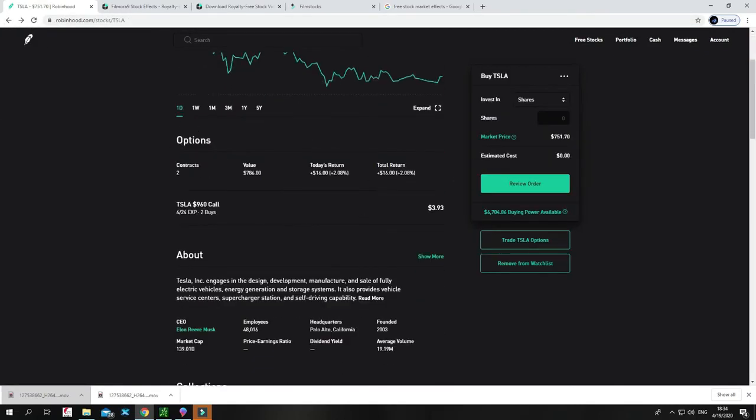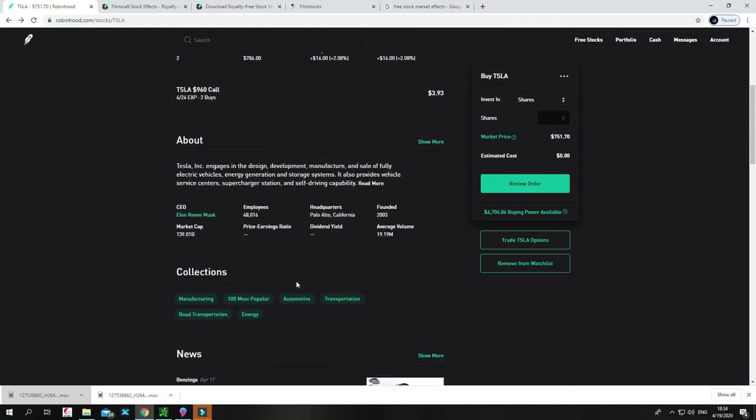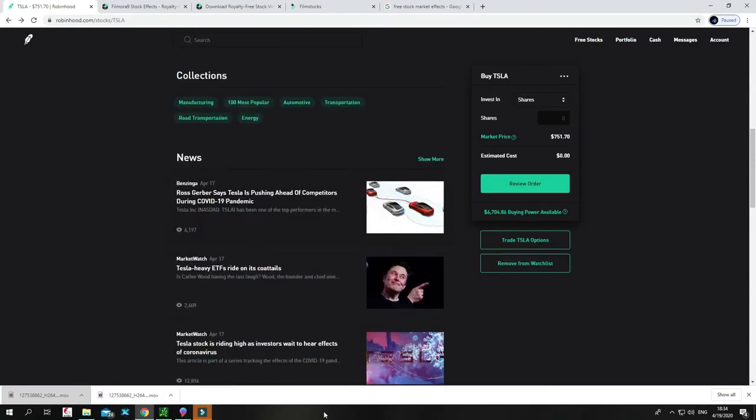And you can read about the company. I do already own 2 contracts of Tesla. Friday's return is already $16. It is expiring on the 24th, next Friday, and I paid $393 for that stock, so $393. You can read about the company, the employees, other news that comes out. So here would be the news for Tesla.